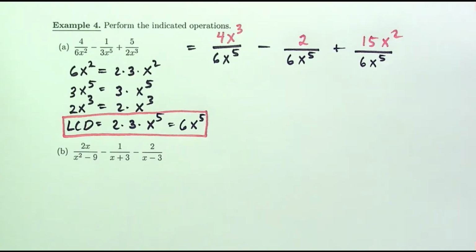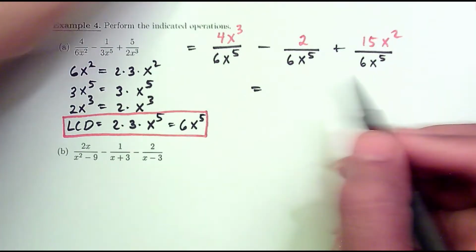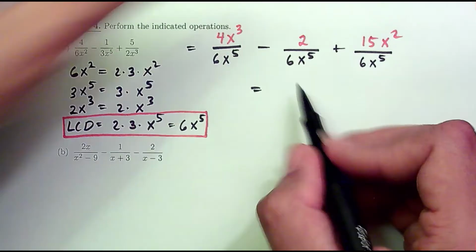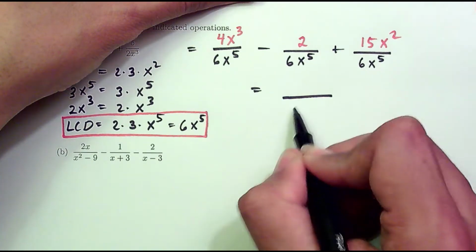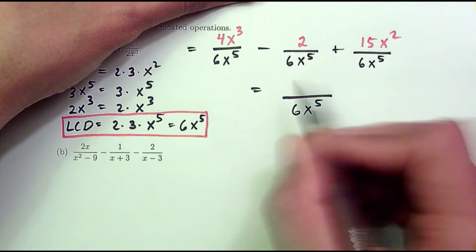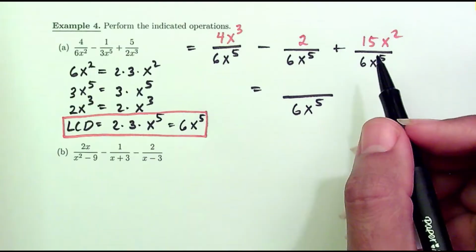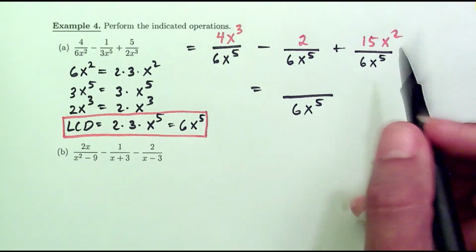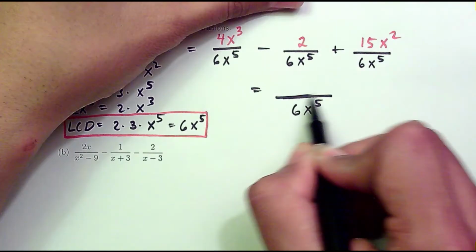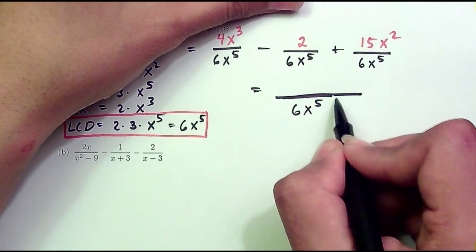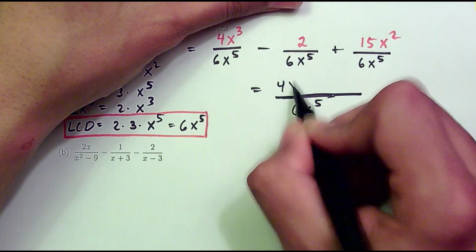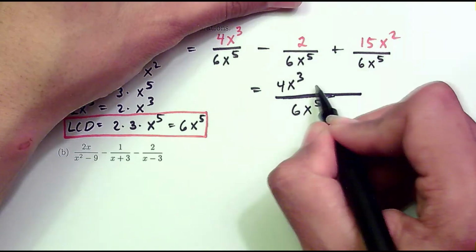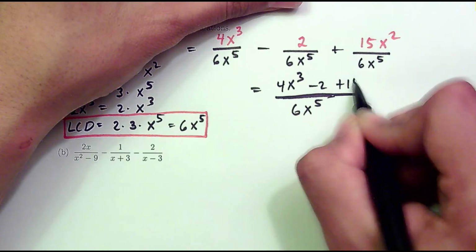And now all the denominators are the same. So now we just subtract or combine things across. But there's nothing to combine here. There's no like term, so I'm just going to write everything: 4x cubed minus 2 plus 15x squared.